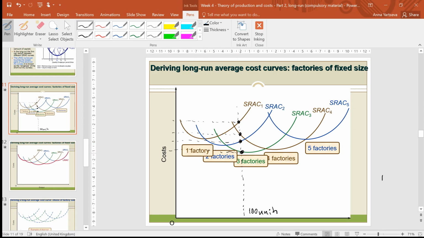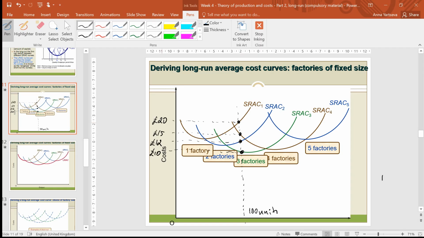Green technology will generate the lowest costs, for example, £10 per unit. Blue technology, shown by short-run average cost curve 2, will generate costs equal to, let's say, £12. Brown technology will cost us £15 per unit, and some other brown technology shown by the first short-run average cost curve will be the most expensive, and our output will cost us £20 per unit.